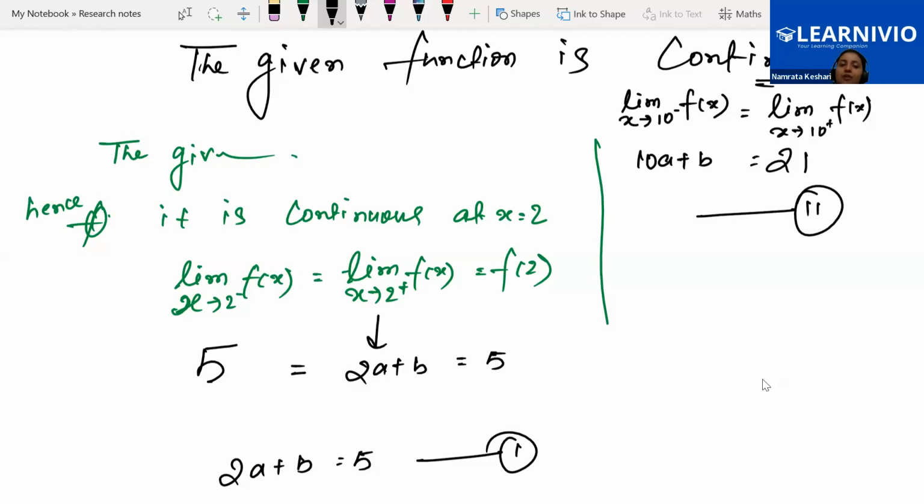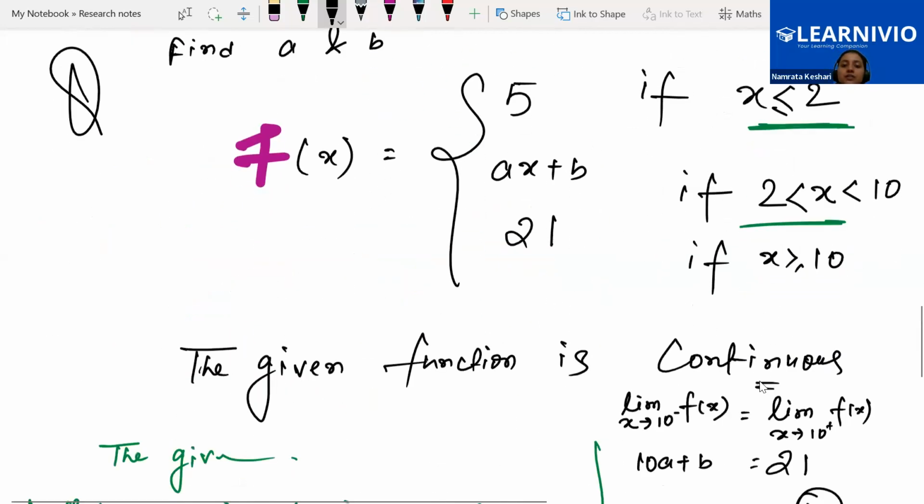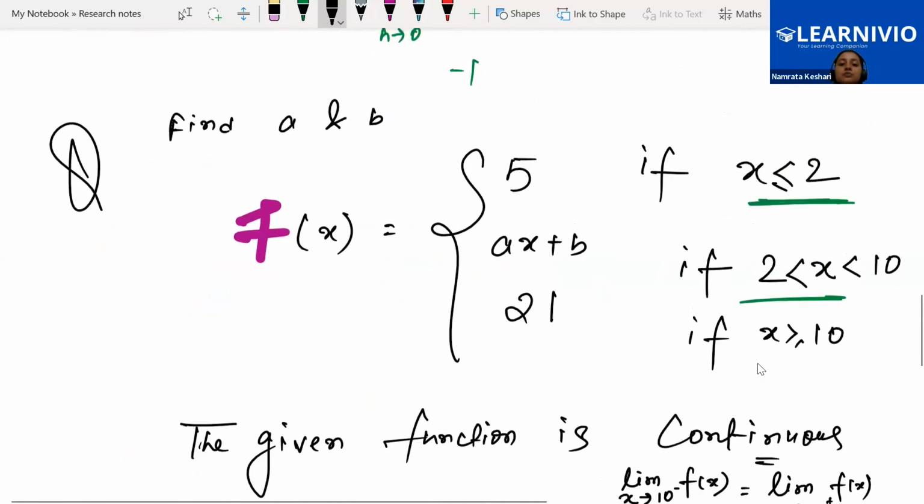Yes, ma'am. However, when we first saw the question, we were clueless because nothing is clearly written in the question about where exactly we need to check. But we understand that the important points are where the function is getting changed. We take those points, and we end up getting two equations, and after solving them we will be able to find the values of a and b. Any confusion so far? No, no.